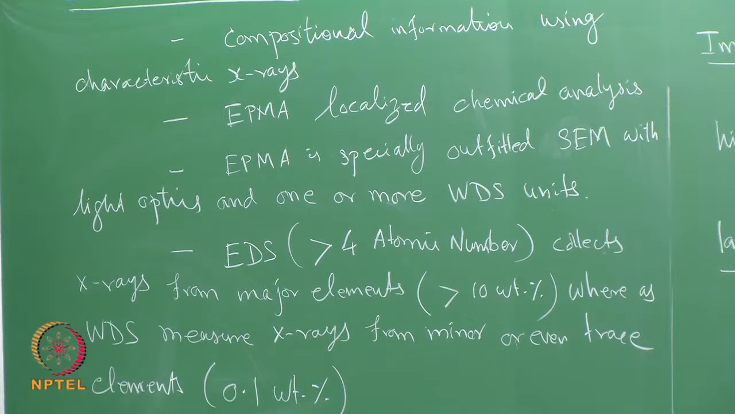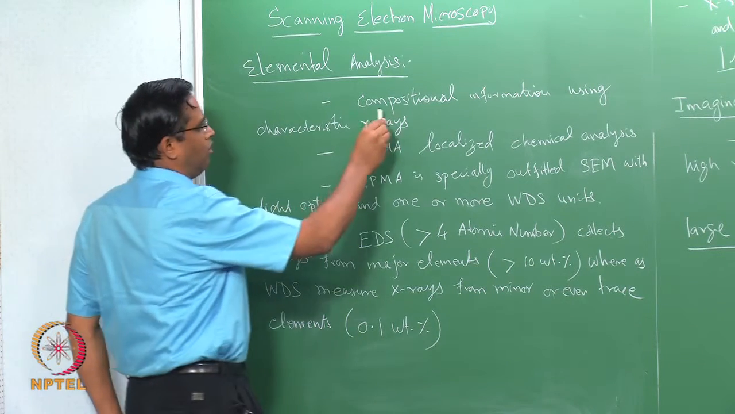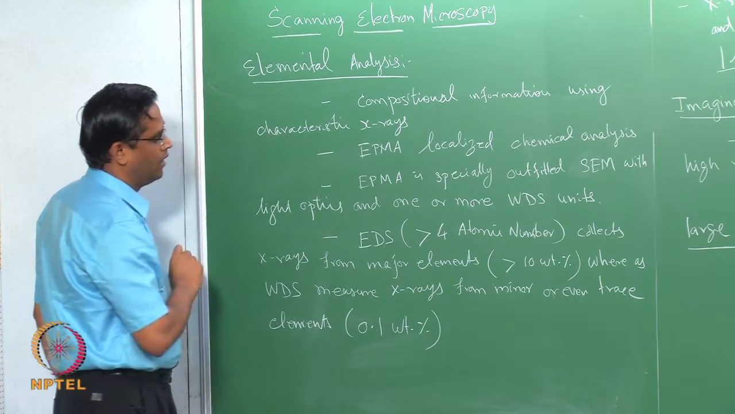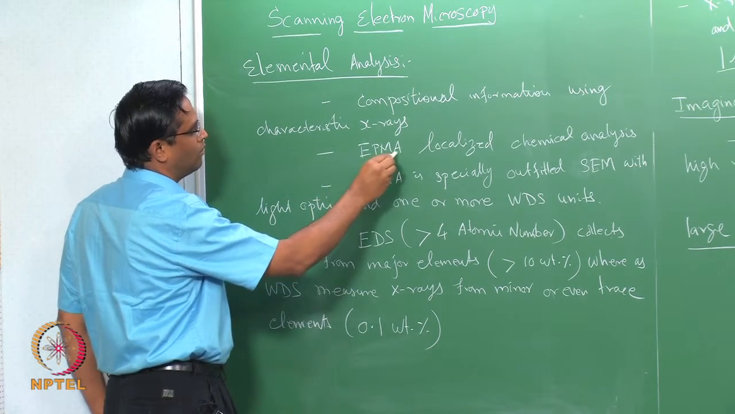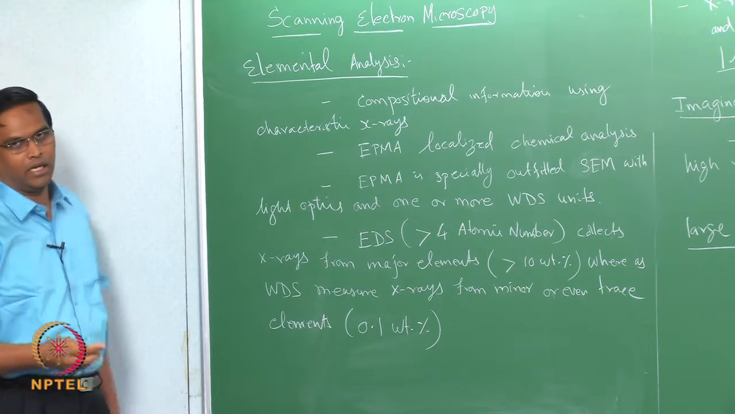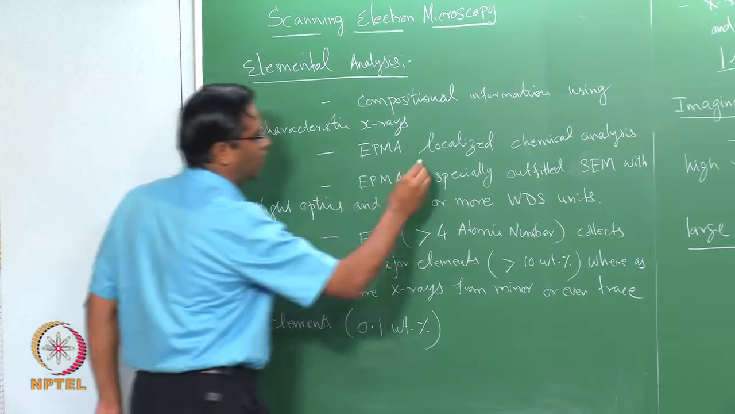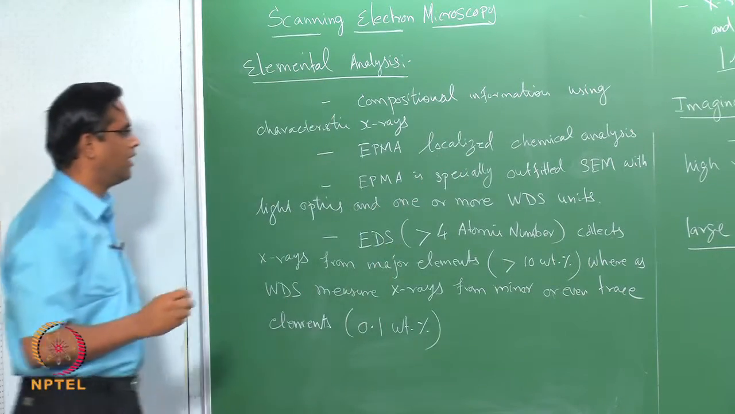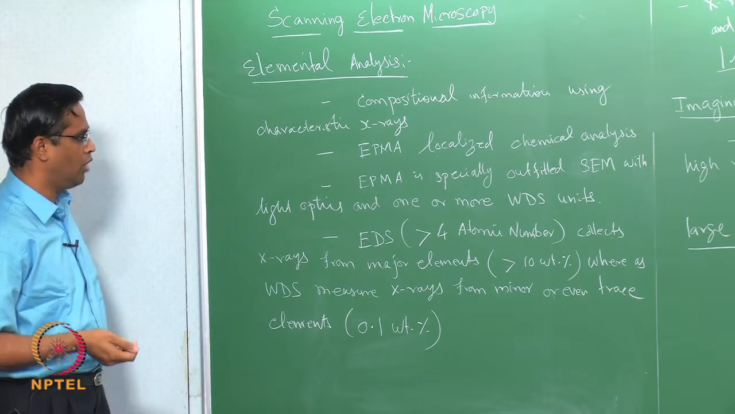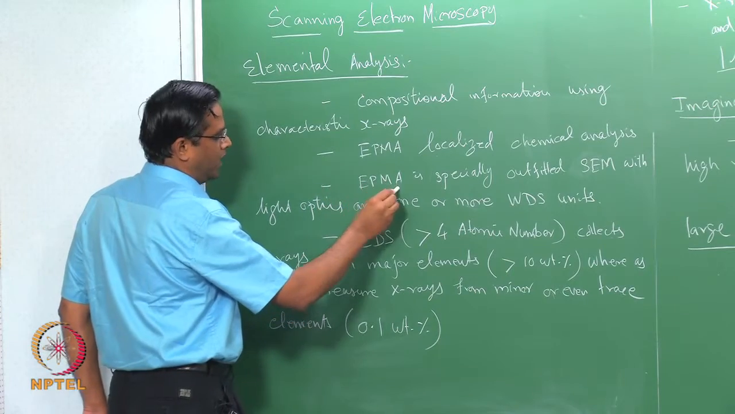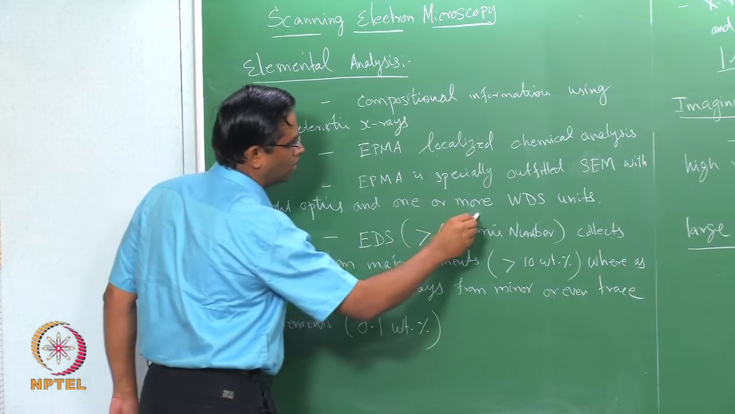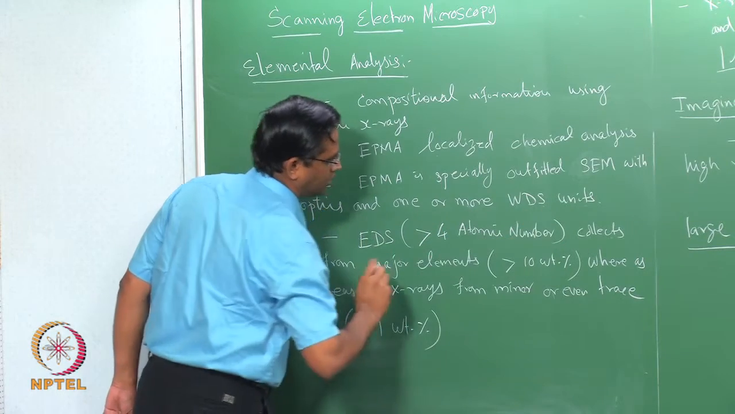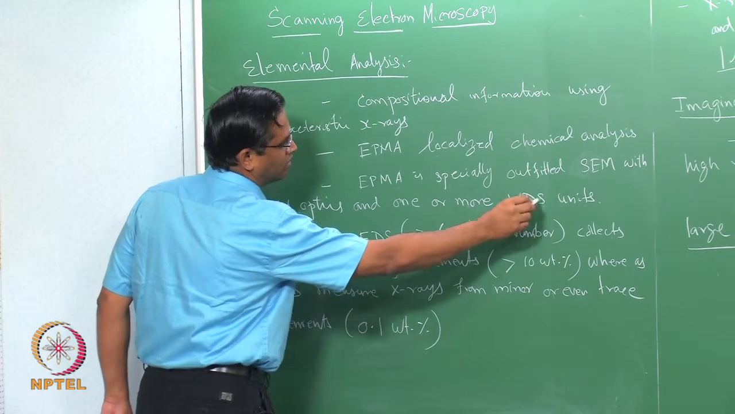So if you look at the elemental analysis capability of an SEM, you can get the complete compositional information using characteristic X-rays. The tool is generally referred to as electron probe micro analysis, EPMA, which can get the chemical composition from a very localized region and then provide a complete chemical analysis. EPMA is a specially outfitted SEM with light optics and one or more WDS units, wavelength dispersive spectrometers.